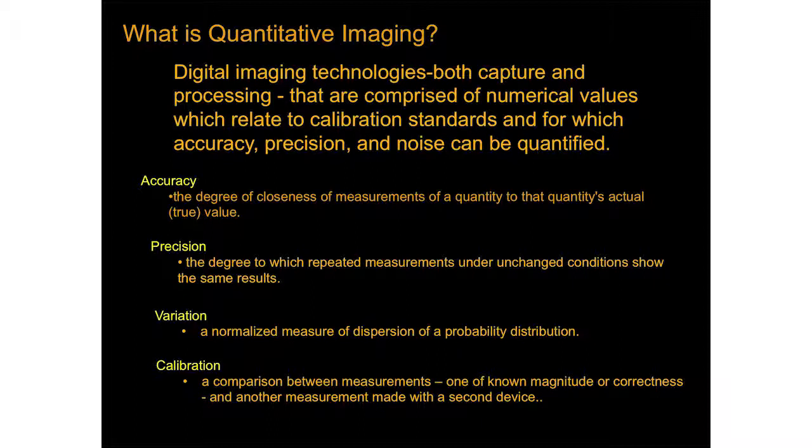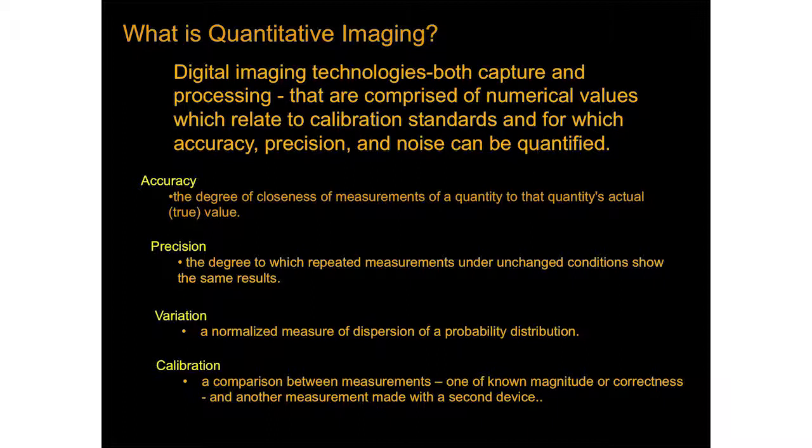Quantitative imaging, the way we're using it today, is digital imaging technologies, both the capture technologies and the processing technologies, that are comprised of numerical values and which relate to calibration standards for which accuracy, precision, and noise can be quantified. So the idea here is that the measurements are accurate. That is, that the measurement you get with the imaging technique of 5 centimeters actually represents true 5 centimeters of ground truth in any way, or any function of that.